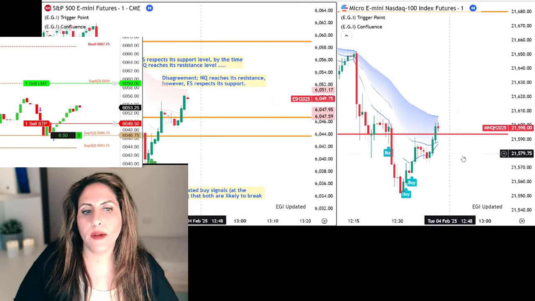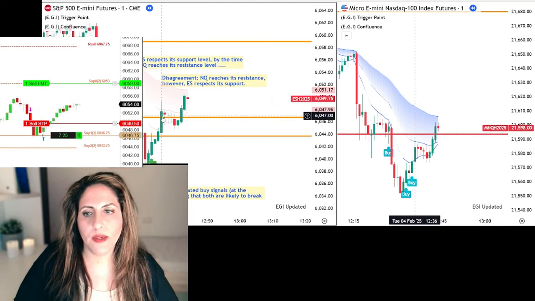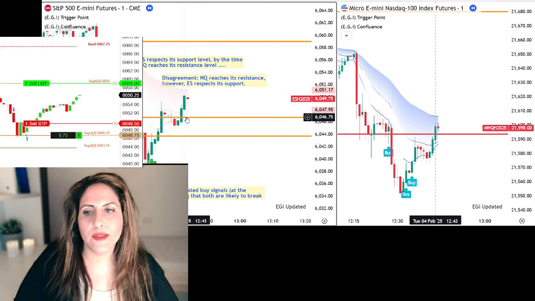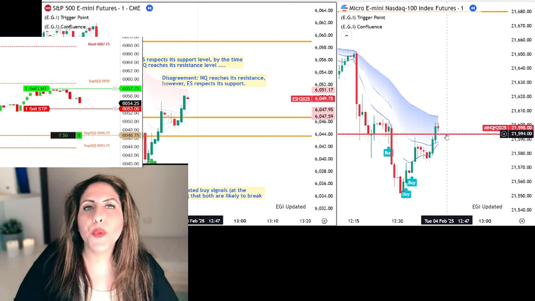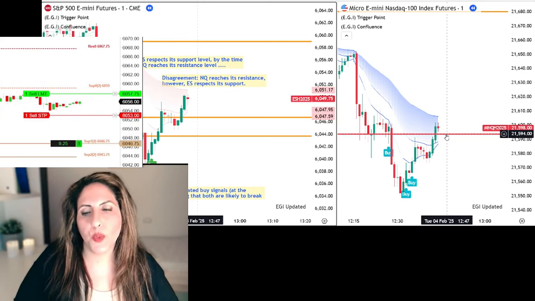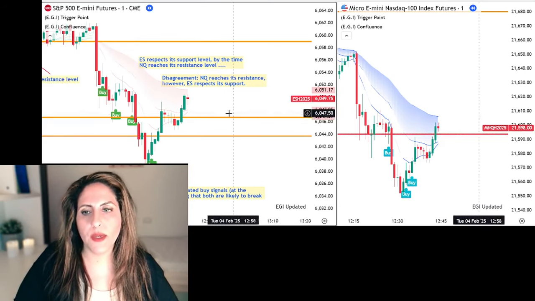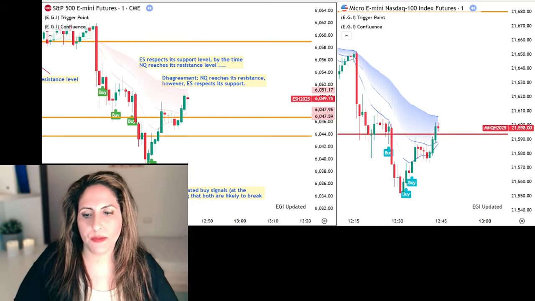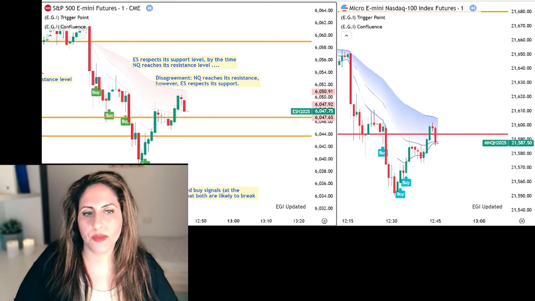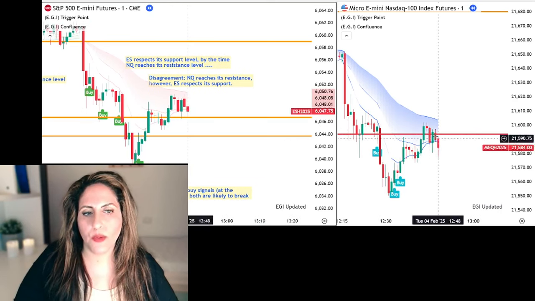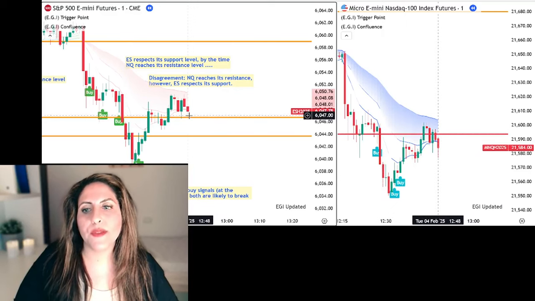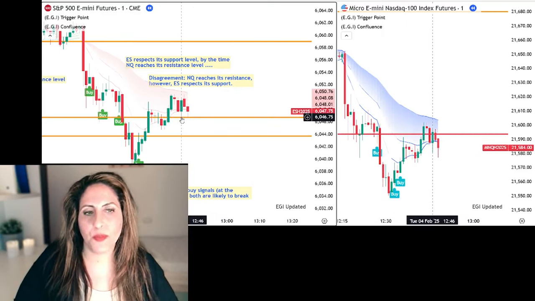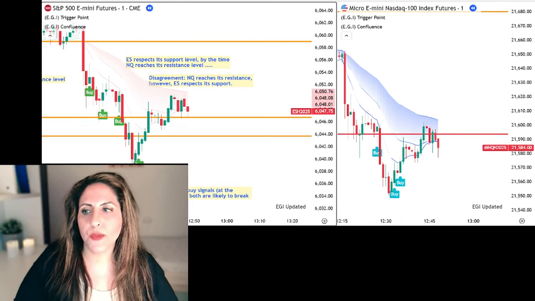When ES is the leader, okay? If ES decides that this is a support level, you can expect that NQ will break this resistance level, NQ will give up. Okay? But when there's a disagreement, you can see it in a few seconds. Look, NQ is trying to push down. It's trying to respect this resistance level, but ES respects its support level. This is a disagreement, guys.